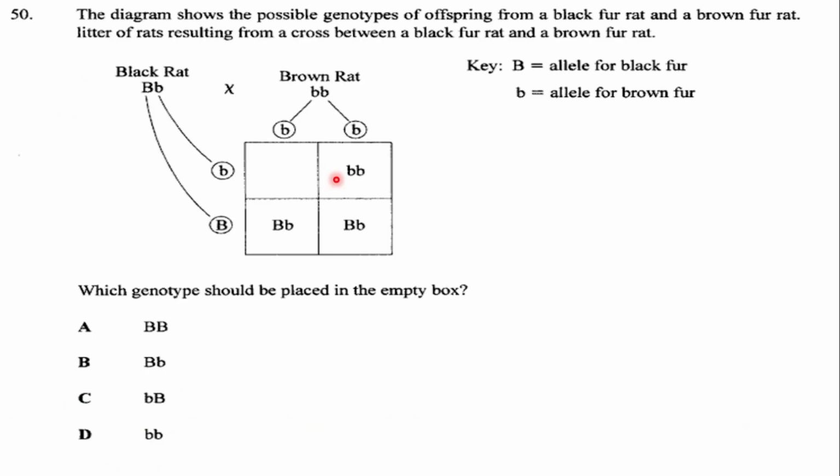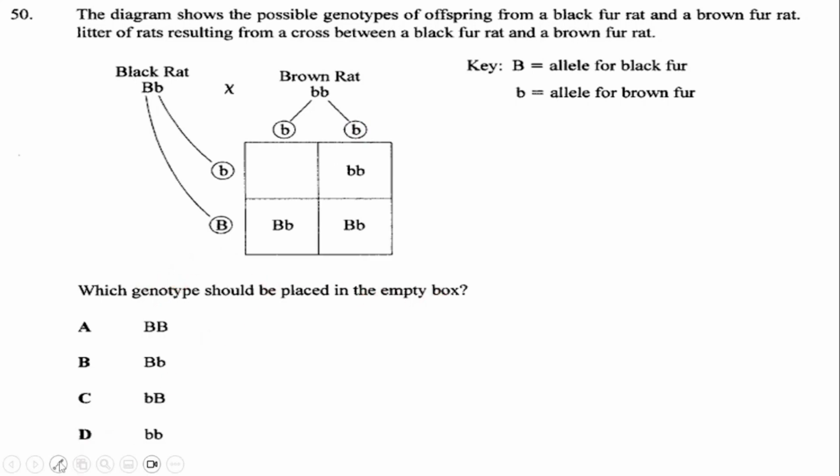Let's move on to question number 50, and it says the diagram shows the possible genotypes of offspring from a litter of rats, resulting from a cross between a black fur rat and a brown fur rat. So here we have the key. Capital B is allele for black fur, and small b is allele for brown fur. And so for the black rat, we're going to have what? Capital B, which we put here, small b, which we put here. And for the brown rat, we have bb, so we're going to have small b and small b. So they're asking us which genotype would be placed in the empty box.